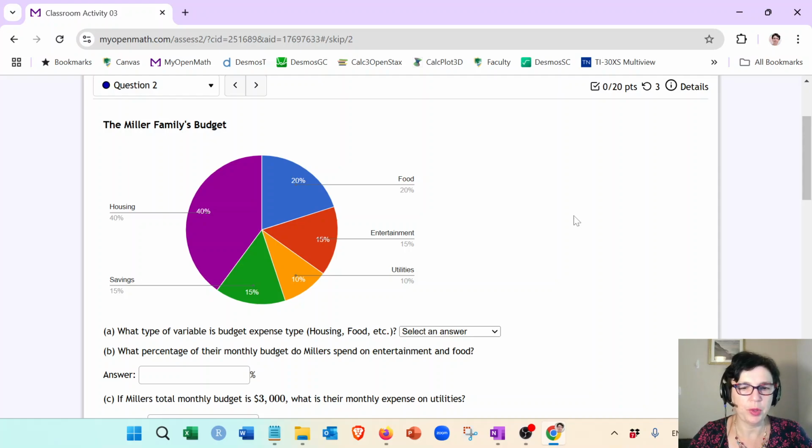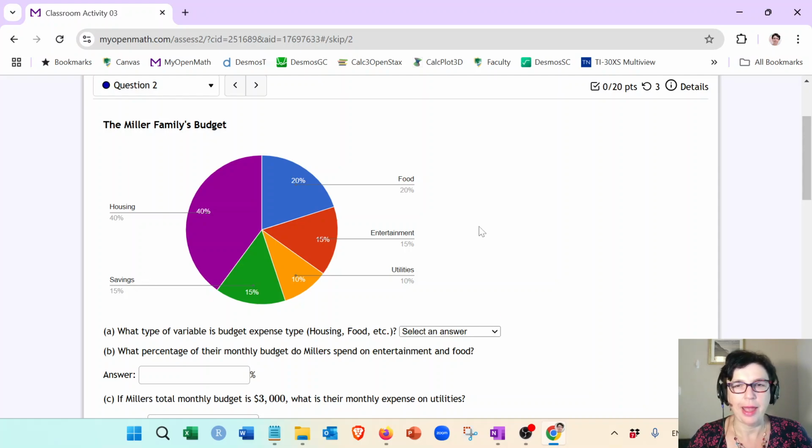In this question, we are going to take a look at analysis of a pie chart for qualitative data. How do I know this is qualitative data? Well, this is the budget of a family. So we can see from the chart that they spend 20% on food, 15% on entertainment, 10% on utilities, 15% on savings, and 40% on housing. Now, this data is qualitative because the values are words such as housing, savings, and so on.